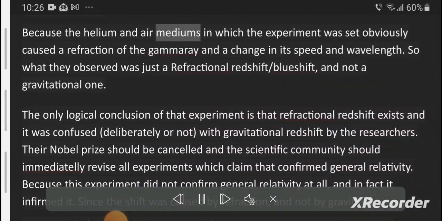Because the helium and air mediums in which the experiment was set obviously caused a refraction of the gamma ray and a change in its speed and wavelength. So what they observed was just a refractional redshift or blueshift, and not a gravitational one. The only logical conclusion of that experiment is that refractional redshift exists and it was confused, deliberately or not, with gravitational redshift by the researchers.